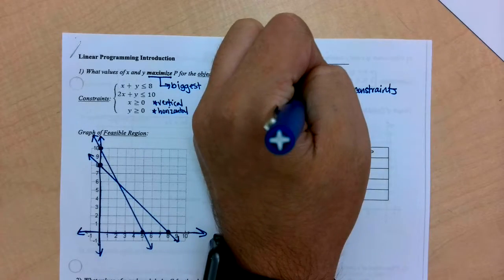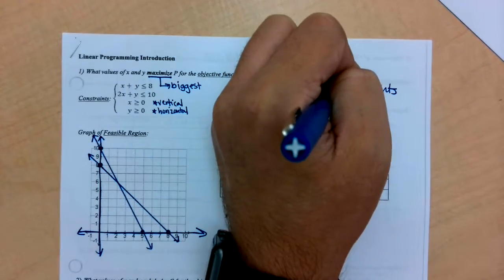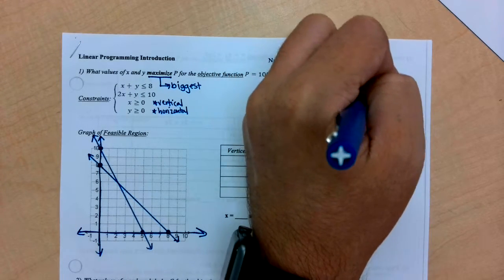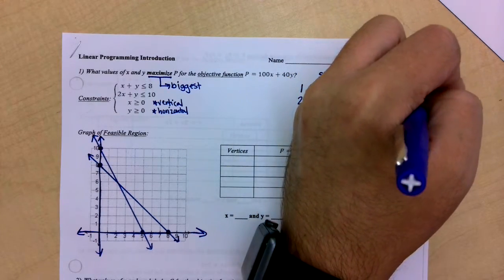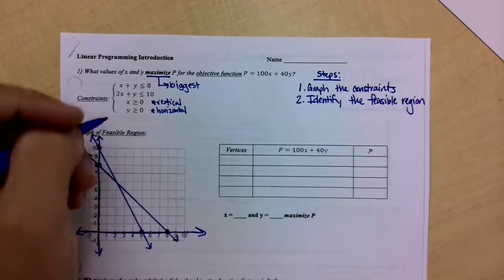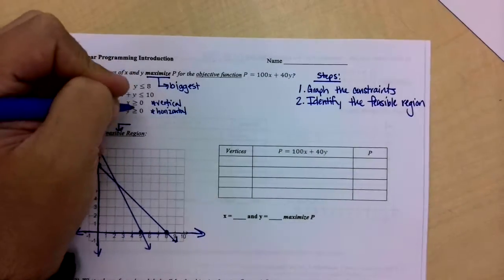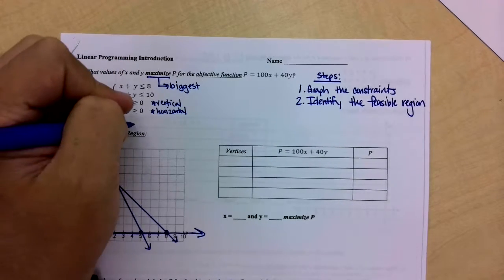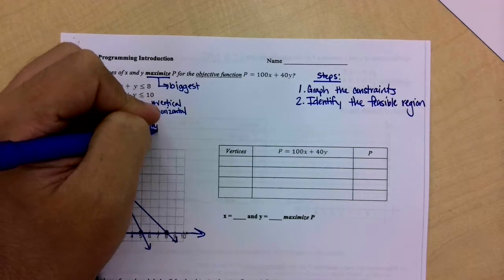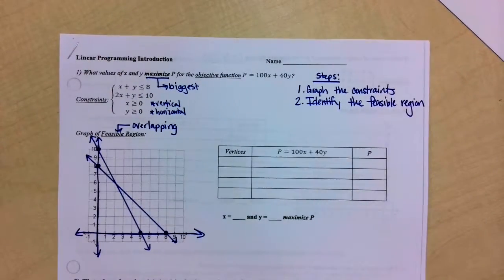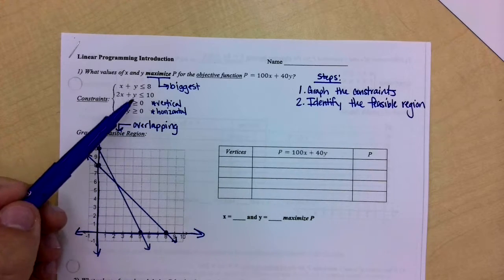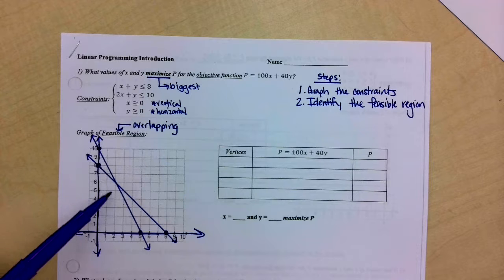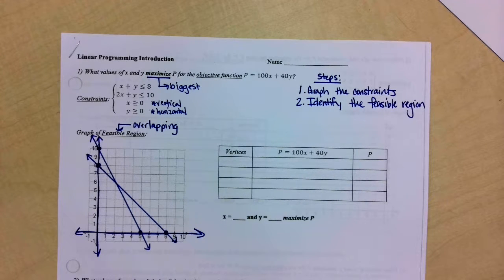Step 2 then is going to be to identify the feasible region. So what is this feasible region? Well, when we graphed these, we looked at what the overlapping region is, and the feasible region is really just that. It is the overlapping region. Where these things overlap, that is where, when we put all of our limitations together, we can say this is what our business can feasibly do, or what it can actually do.